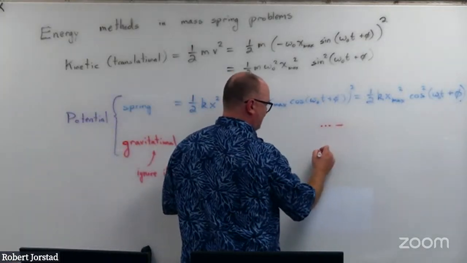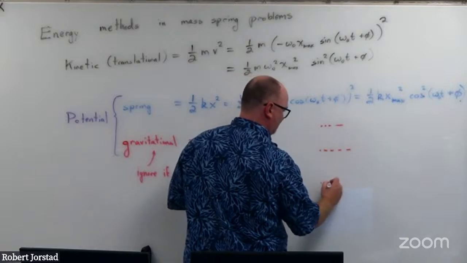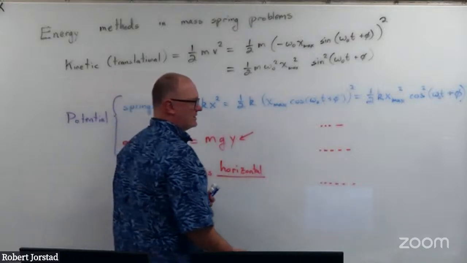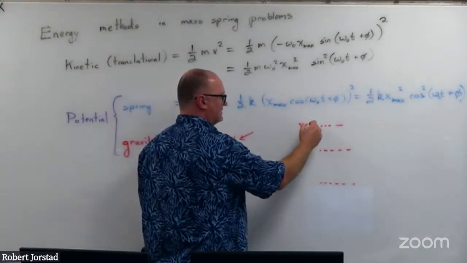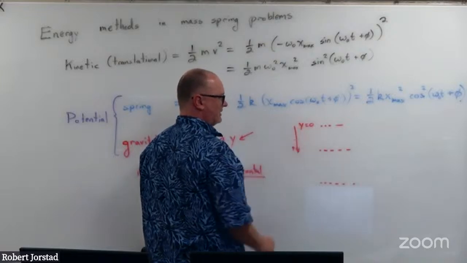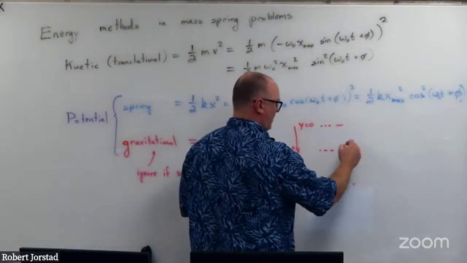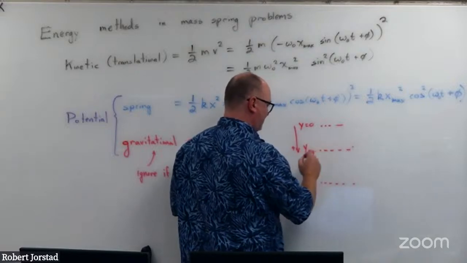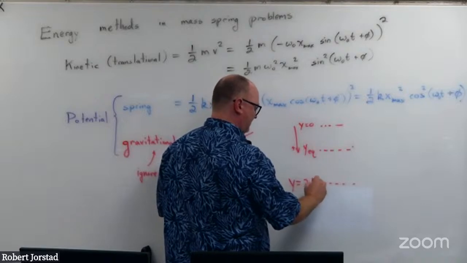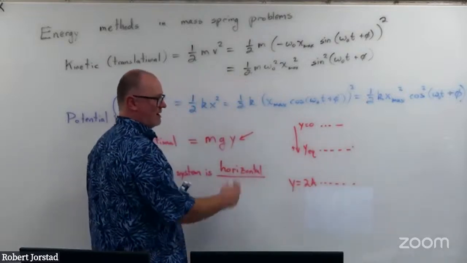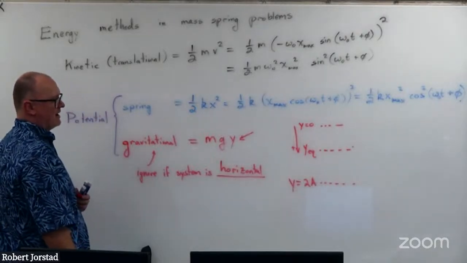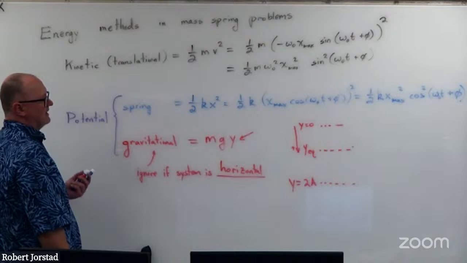It's going to depend a lot on how you choose your coordinate system. Now, in our first example, we set y equal to 0 at the top, and then we said downwards was the positive direction. We said that this level was y equilibrium, and then this would be y equals 2 times the amplitude down here. I guess 2 times y max.